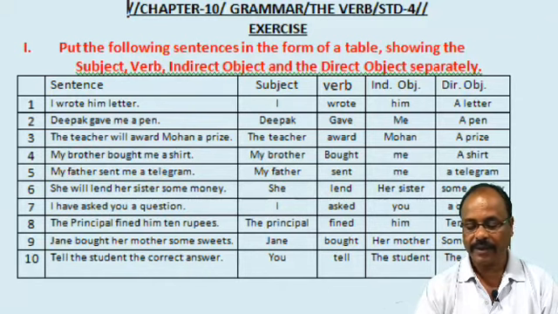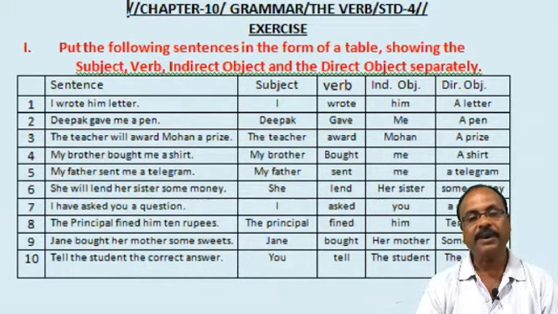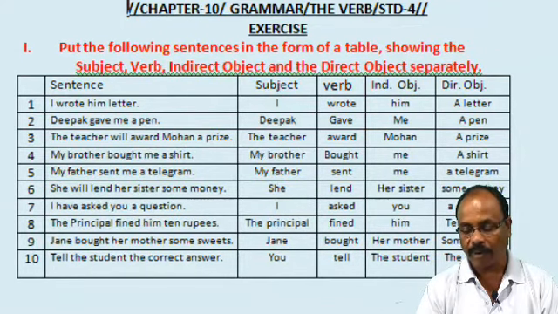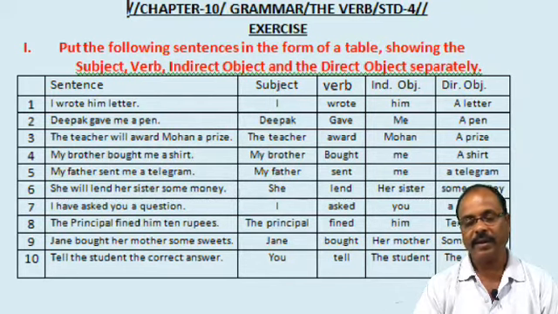Deepak gave me a pen. Here you see, Deepak is the subject, gave is the verb, me is the indirect object, a pen is the direct object.